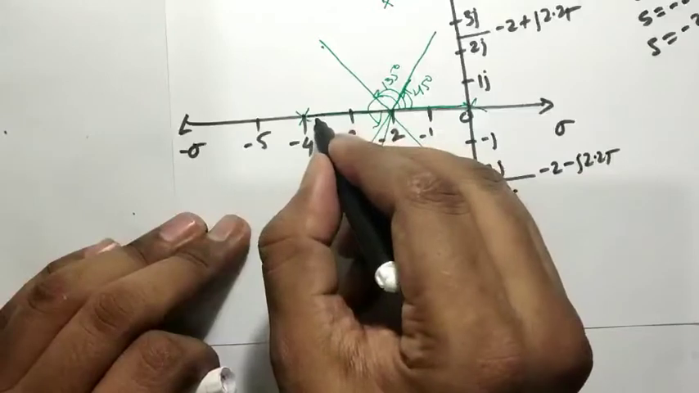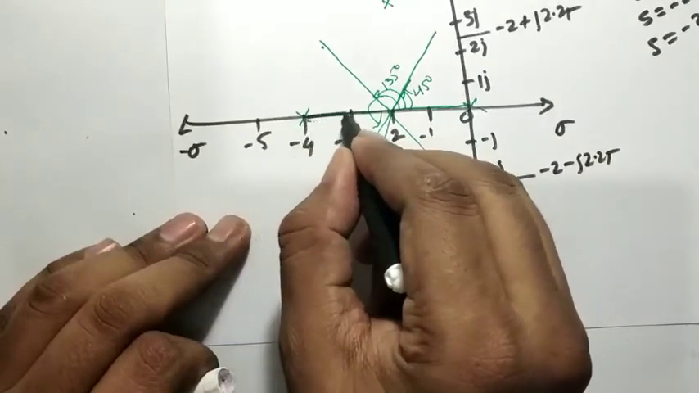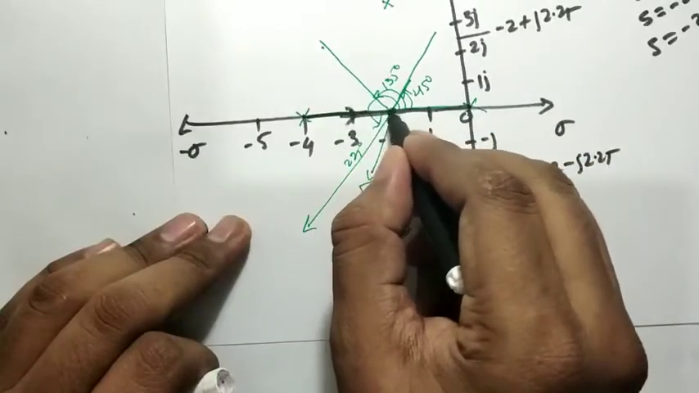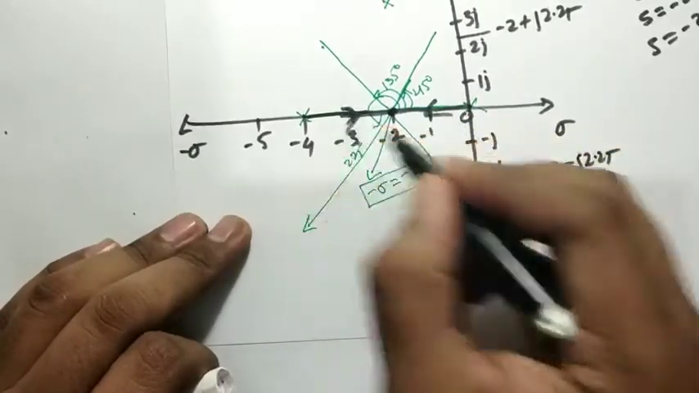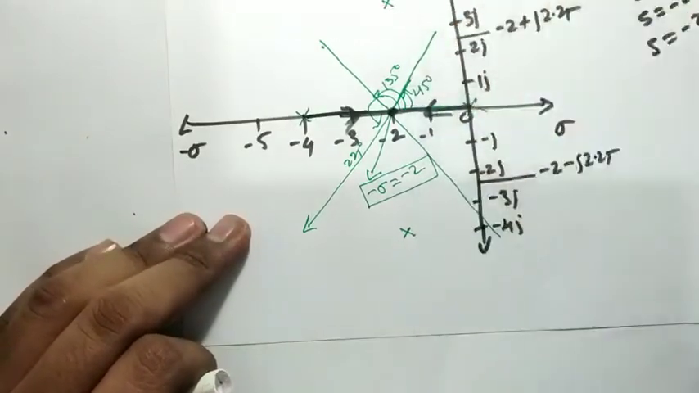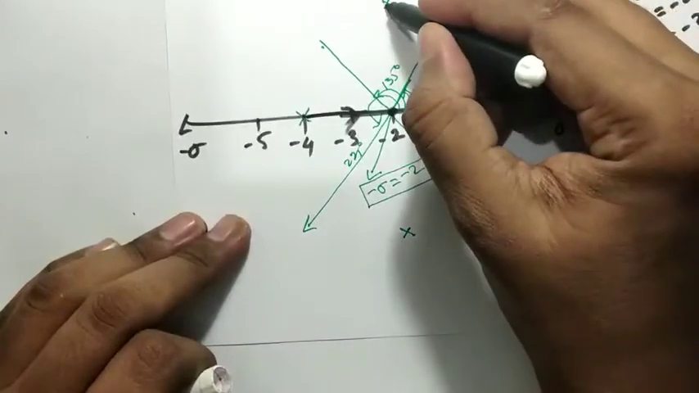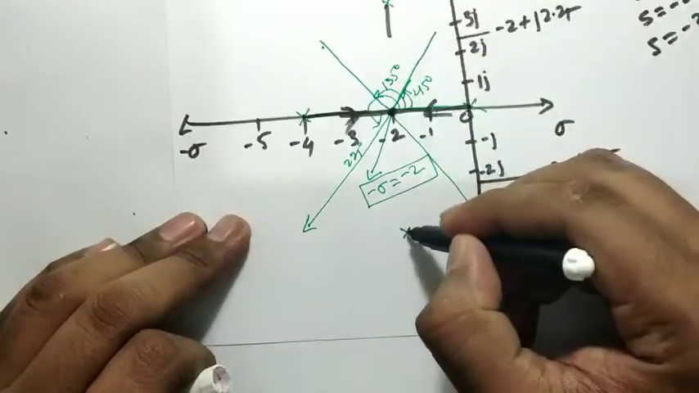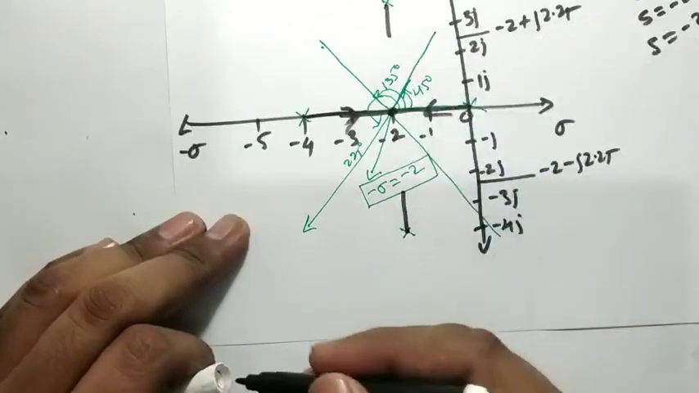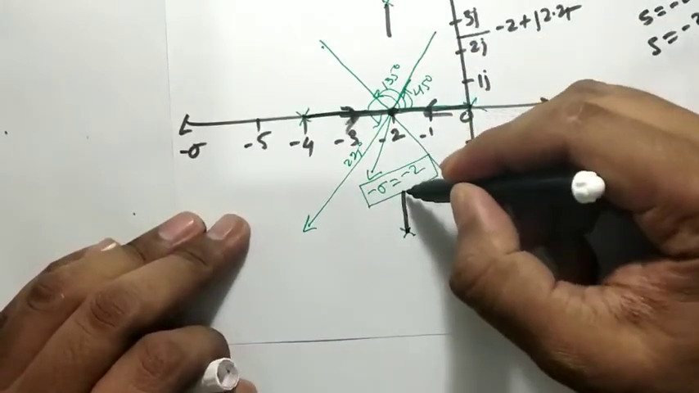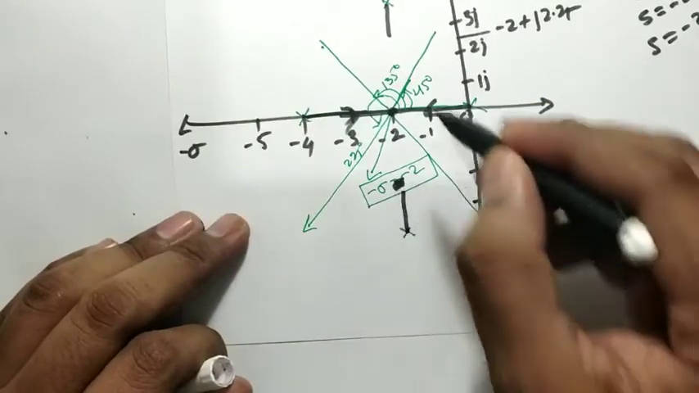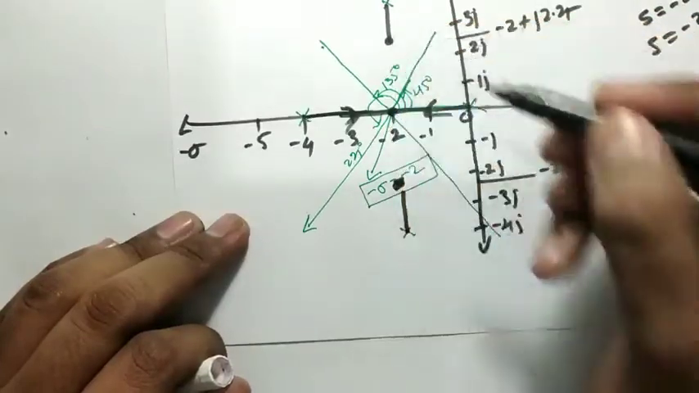So what happened, this root is coming this direction, right? And this root is coming this direction, and see, at s is equal to minus 2, they break away, right? And you know this root is coming this direction because we found the angle of departure. So this root is coming this direction, and this root is also coming this direction. You have found this breakaway point. So this breakaway point is here, one breakaway point, and here also one breakaway point, right?